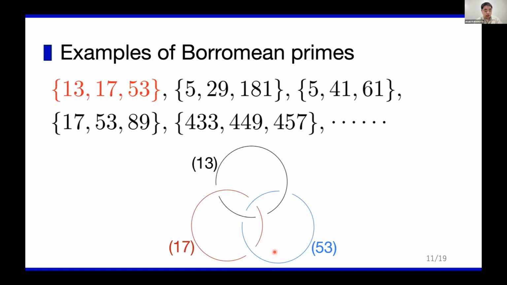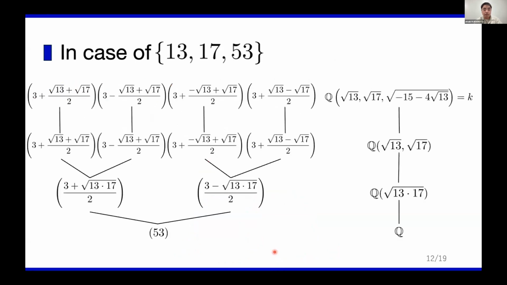I will focus on the tuple 13, 17, 53. The Rédei extension K obtained from 13 and 17 is at the top of the right tower in this slide. This picture shows that 53 is decomposed into 4 distinct prime ideals in this K. Therefore, the Rédei symbol of 13, 17, 53 is -1.